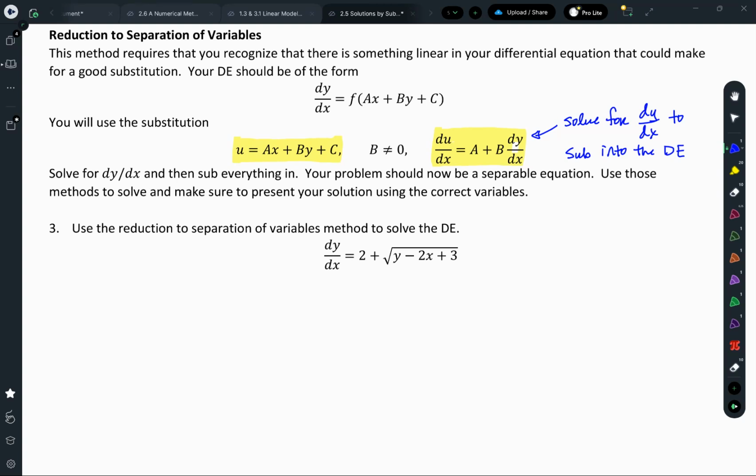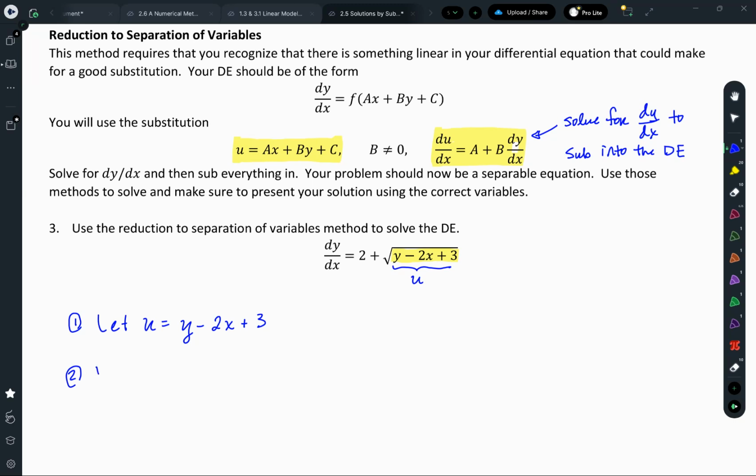All right, so I'm looking at my equation: dy dx equals 2 plus the square root of y minus 2x plus 3. I want to recognize where there is a linear expression in terms of y and x, and it is underneath that radical. The whole thing, y minus 2x plus 3, that's a linear expression. So I'm going to let that be my u. So first, let u equal y minus 2x plus 3.